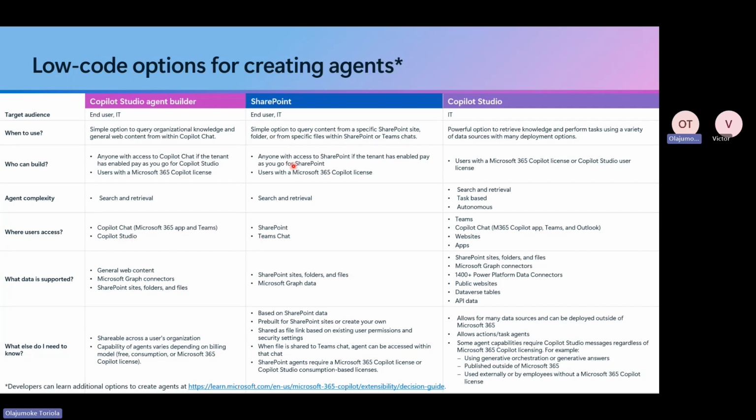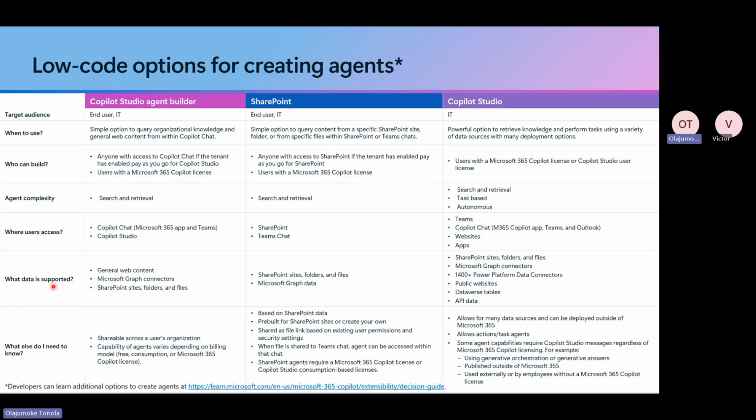But for SharePoint, you will be able to access the agent from a SharePoint and a Teams chat. And then from Copilot Studio, you can see that it has more because you have Teams, Copilot chat, websites, and apps where users can access.